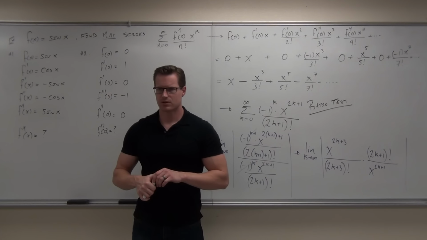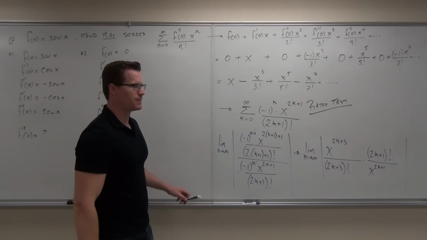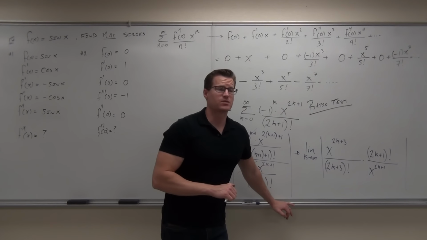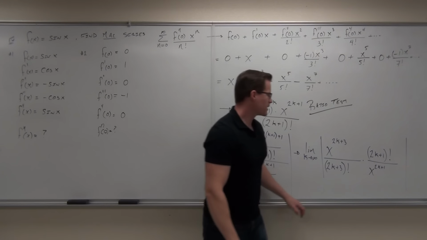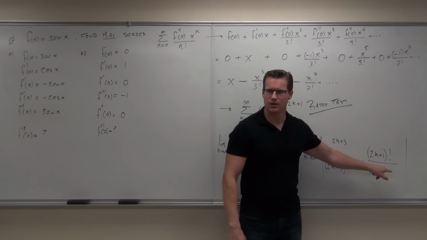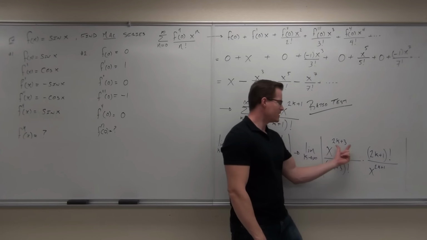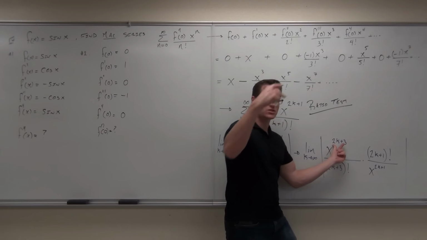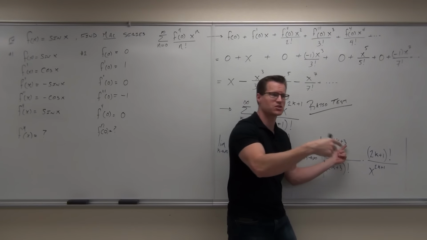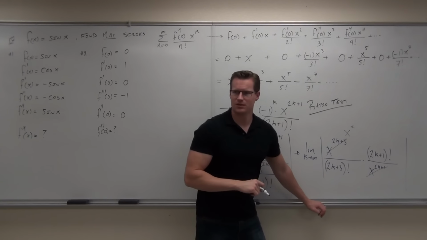Y'all still all right with that one? Just some algebra, we multiply by the reciprocal. What should we do now? Simplify as much as you can. Now be careful with this. Can you simplify x to the 2k plus 3 and x to the 2k plus 1? If this is x to the 2k plus 1, this is x to the 2k plus 1 plus 2. Do you see the plus 2 in that? That plus 2 is really just an x squared. Do you get that? Yes.